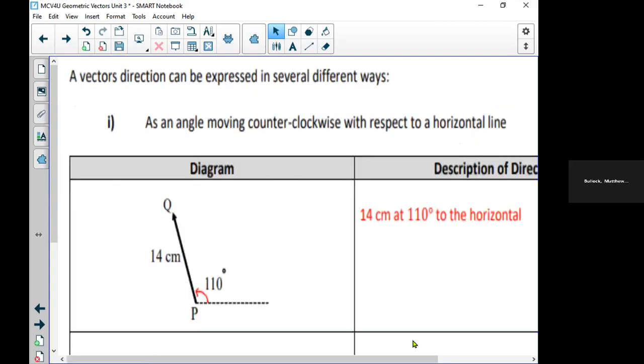Okay, so directionally, how can we express these things? We're going to be talking about rotation, and there are a few different ways that you can use language to signify the direction that we can give. We're going to talk about each of them. The first way we can do this is as an angle moving counterclockwise with respect to a horizontal line.